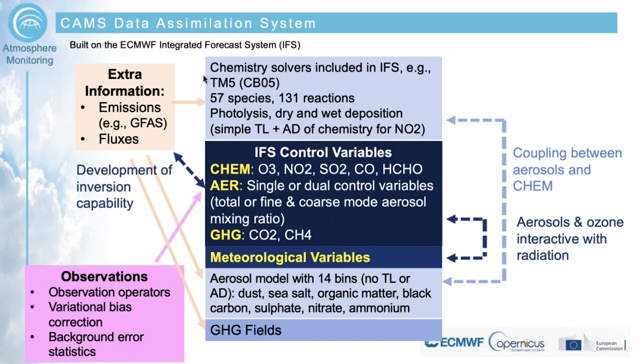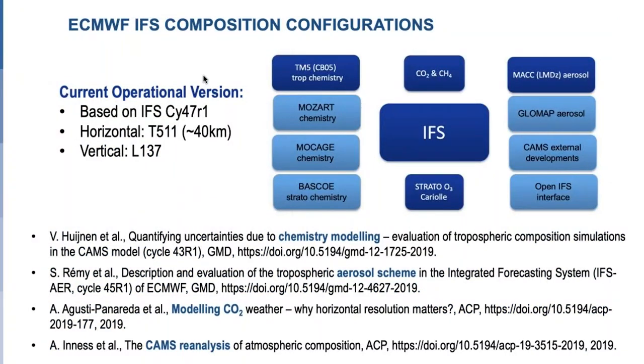And one future development, which I'm not really going to talk about, is the development of an inversion capability, and this is a system which will be able to take in these observations and then improve our estimates of the emissions from the surface by taking into account the observations of the relevant parameters and chemical species in the atmosphere. So we have a number of configurations, and more information is given in the references here.